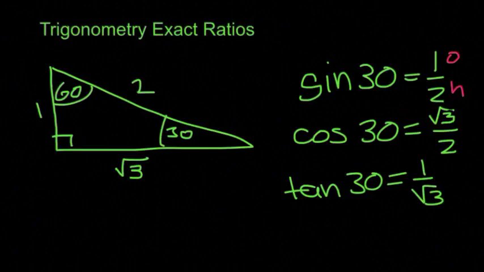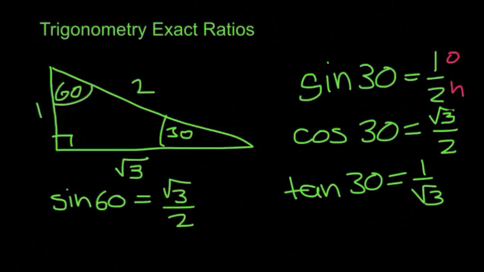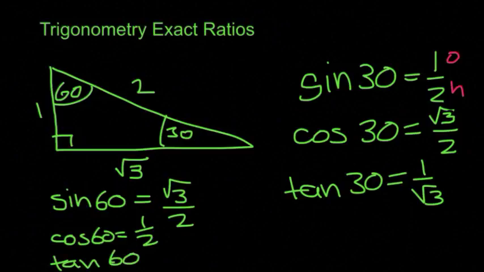We're going to do the same thing for 60 degrees. If I have the sine of 60 degrees, then sine of 60 degrees will equal root 3 on 2, and the cosine of 60 degrees will equal a half, and the tan of 60 degrees is going to equal root 3 on 1, which is really just root 3. So we've got the exact ratios now for sine, cosine, tan of 30 degrees, sine, cosine, tan of 60 degrees.